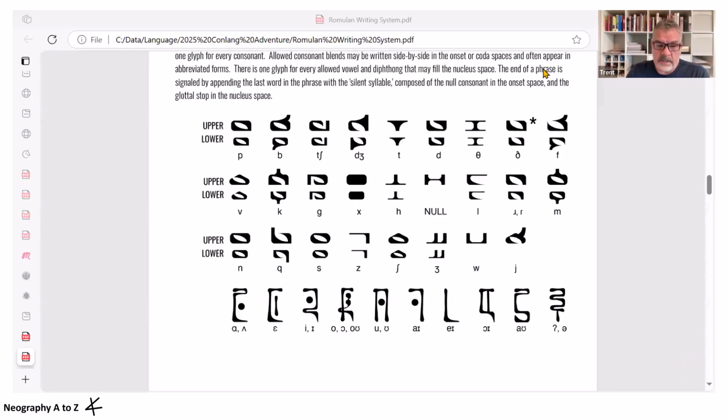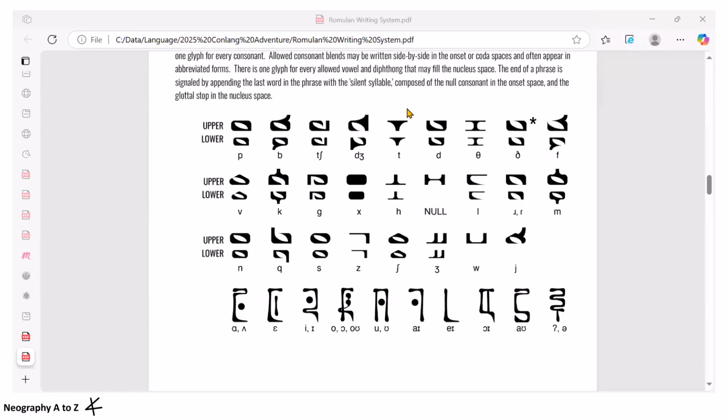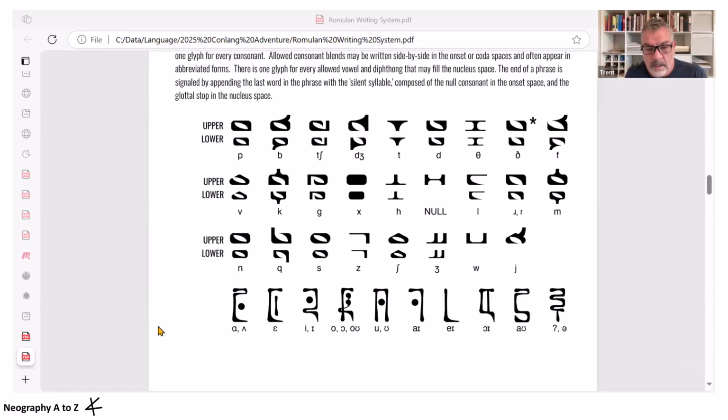And these are written in syllabic blocks from left to right with spaces between words. Again, you can see there is a null onset to fill the onset position in syllables that have no initial onset, but you never write a null glyph in the coda position. If there's no coda, you simply don't put anything in the lower position.